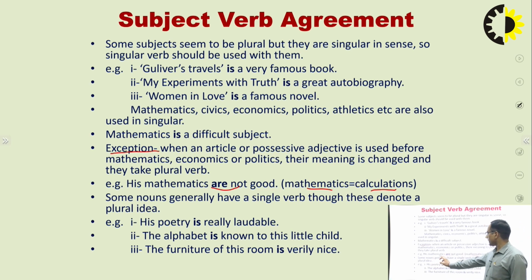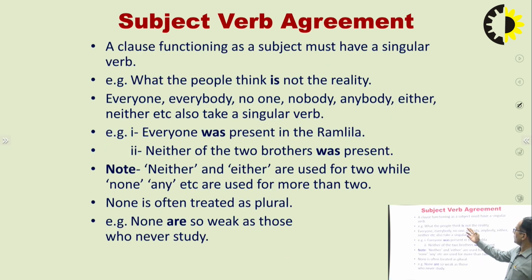Yes. Some nouns generally have a singular verb, though they denote a plural idea. Many words are there. They have a plural idea, although they seem to be singular and they are used as singular. Like his poetry is really laudable. Poetry, a collection of poems. The alphabet is known to this little child. The furniture of this room is very nice. So here we are using a singular verb. So poetry, alphabet, furniture, information, news, they take a singular verb. Now a clause as a subject must have a singular verb.